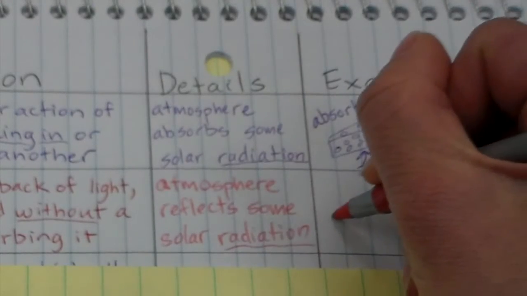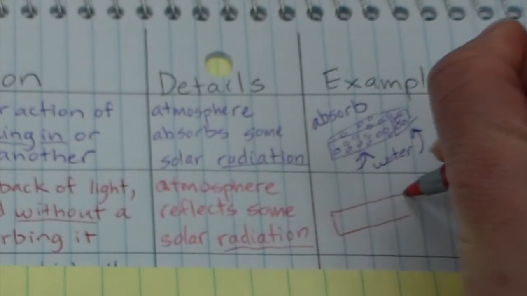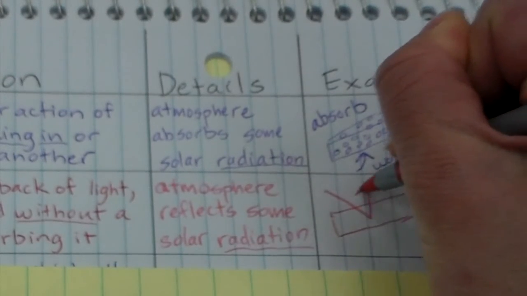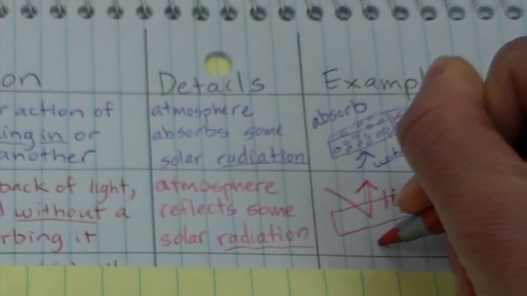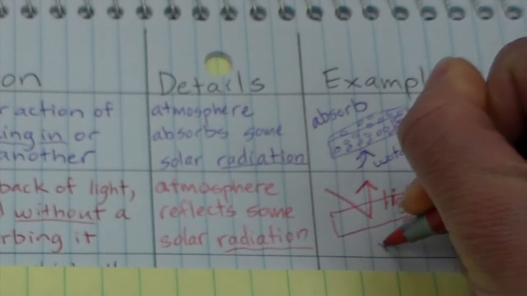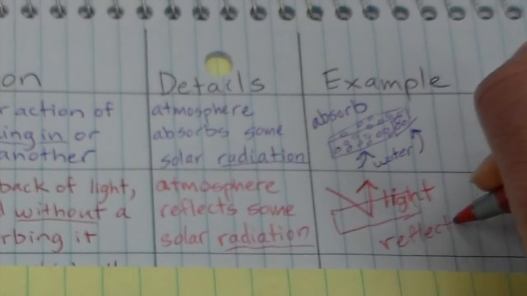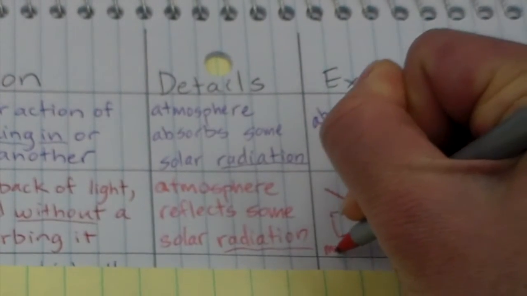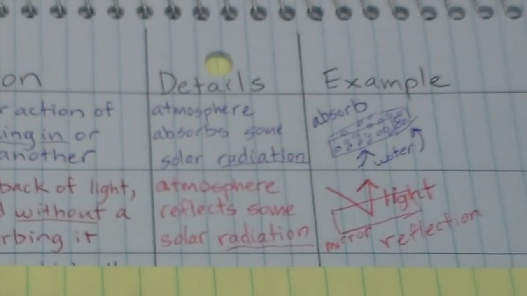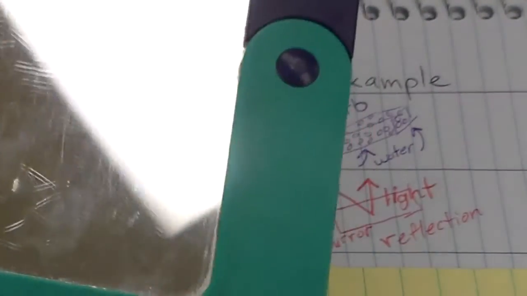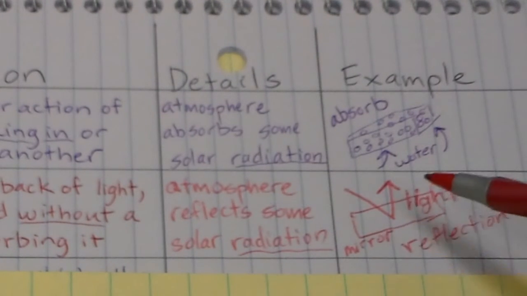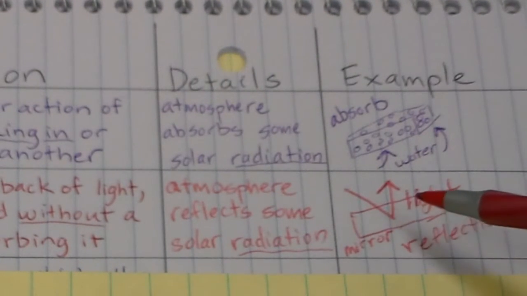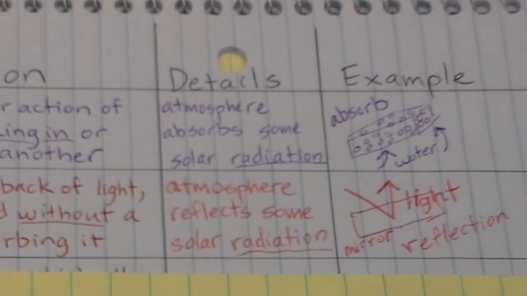So I'm going to draw here a picture of a mirror. And here is the beam of light. Light hits the mirror, and that is what we call reflection. I should also label that that's a mirror there. So a mirror is an excellent example of something that reflects light. So reflection is light or heat or sound hitting a surface and being thrown back without the surface absorbing it.